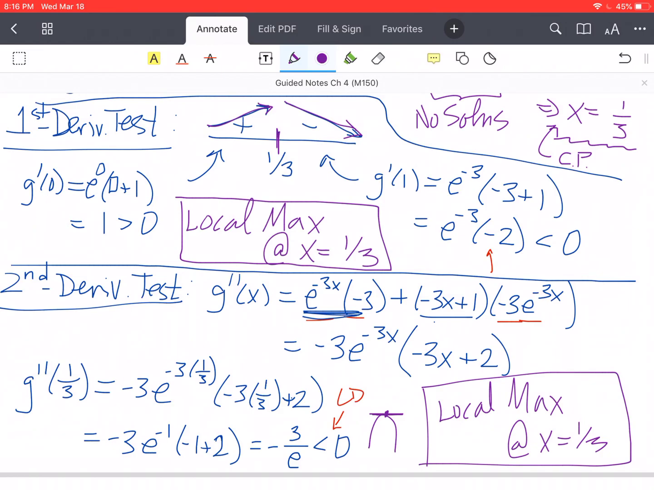Okay, so that's the end of section 4.1. That's our introduction into the concept of maxima and minima values and how to compute them. So we'll be back for section 4.2, and that's all I have for this one.